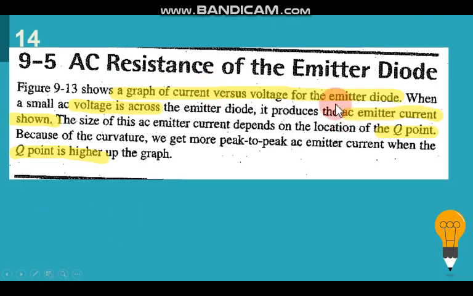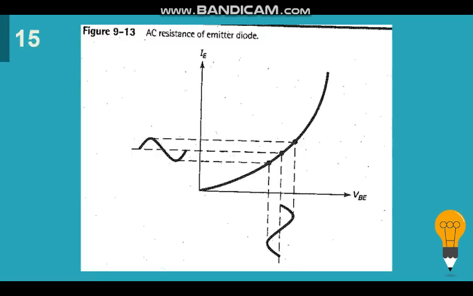Next topic is AC resistance of the emitter diode. Whenever we apply the input voltage source to the emitter diode, the input voltage is available across the emitter diode and it will produce the AC emitter current, and the value of this current depends on the Q point. So this is the graph of current versus voltage. Whenever you apply the AC input voltage, you will see the variation in output AC current change based on the value of Q point.